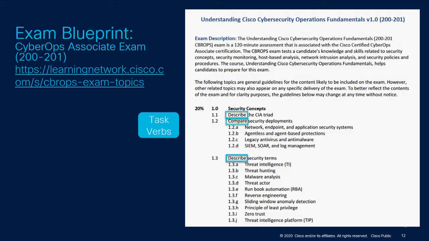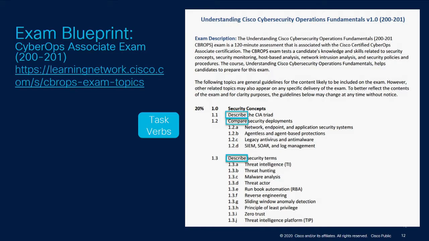So as you look at this list of tasks, you'll notice the first thing is the domain. It's the top level description of all of the tasks that fall under that domain. For this exam, there are 5 domains. Each domain has a weight. You'll see here the first one, security concepts. It's 20% of the blueprint. Underneath each domain is a list of tasks, and they're all numbered.